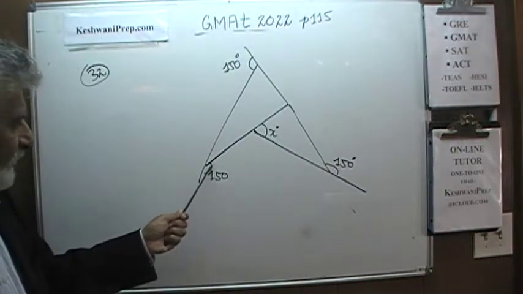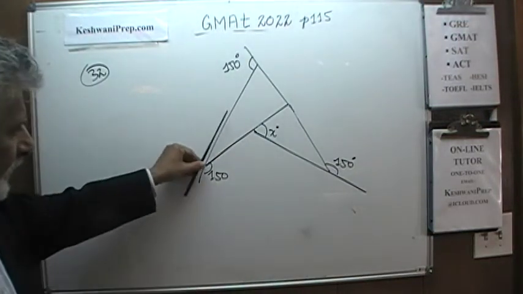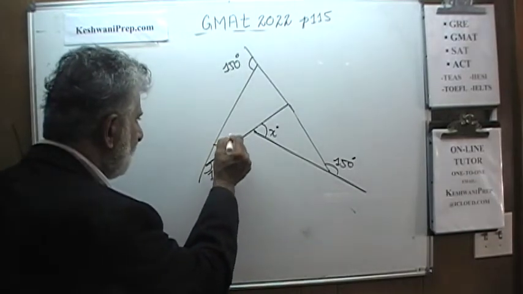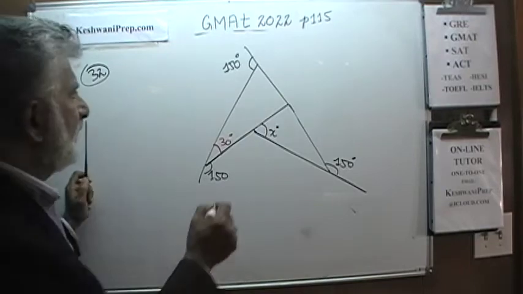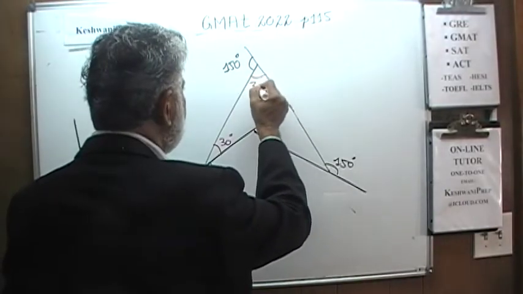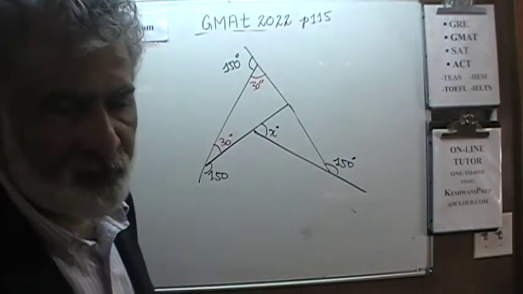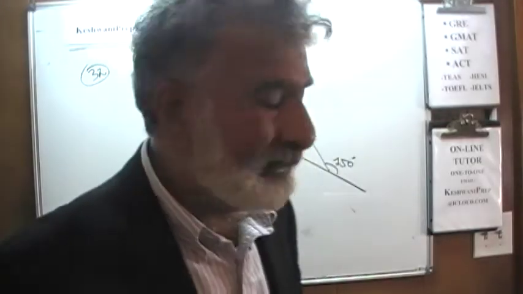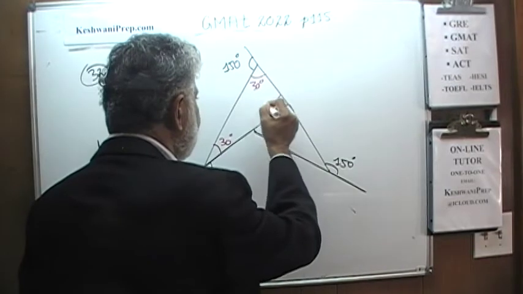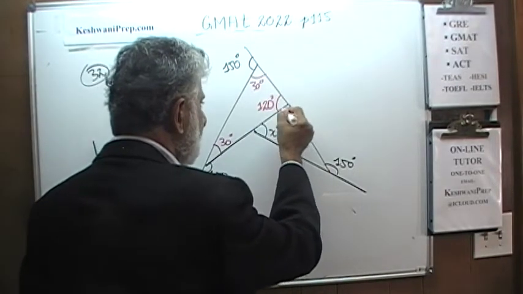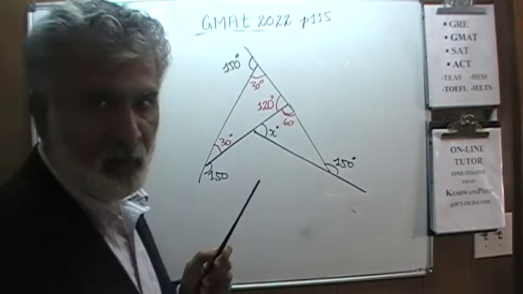If this angle is 150 from here to here and this is a straight line, this would have to be 30. Similarly, if that is 150, this would have to be 30. If this is 30 and this is 30, since the sum of the angles in any triangle is 180, this guy must be 120. If this guy is 120, the remaining angle here has to be 60. You see how we are progressing?